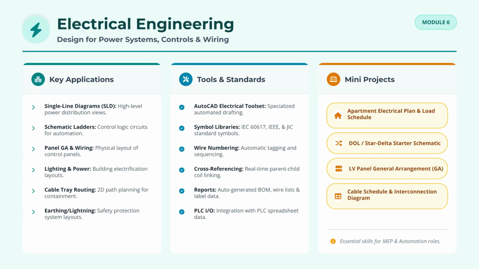Module 6 on electrical engineering focuses on power systems and controls. Key applications are single-line diagrams, schematic ladders, and panel layouts. We use the AutoCAD Electrical Toolset, standard symbol libraries, and automatic wire numbering.